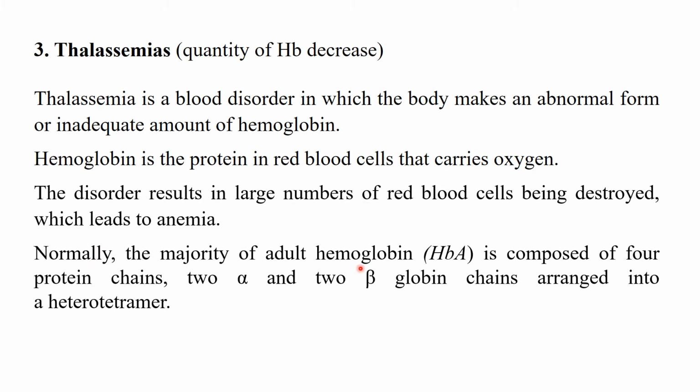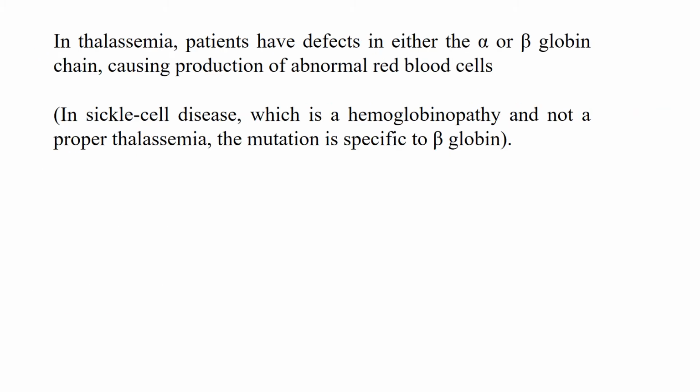Normally, the majority of adult hemoglobin, that is hemoglobin A, is composed of 4 protein chains, 2 alpha and 2 beta chains, arranged in a heterotetramer. In thalassemia, patients have defects in either alpha or beta globin chains, causing production of abnormal red blood cells. In thalassemia, there will be alpha or beta globin chain defects, so red blood cell production decreases. In sickle cell disease, which is a hemoglobinopathy and not a proper thalassemia, the mutation is specific to beta globin. In sickle cell anemia, there is a mutation only in the beta globin protein, and that too at position 6, whereas in thalassemia both can be affected.